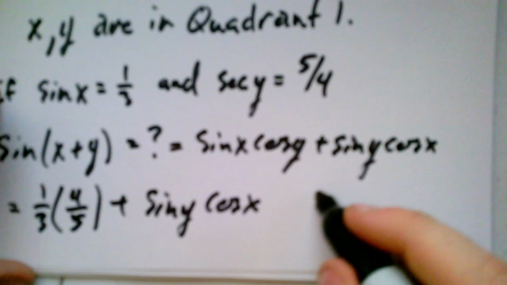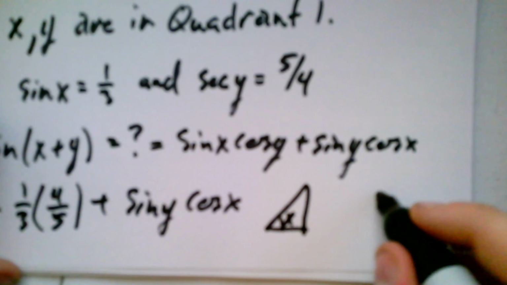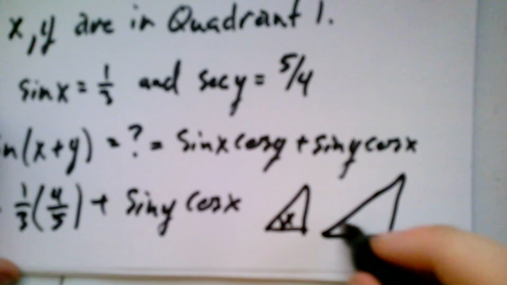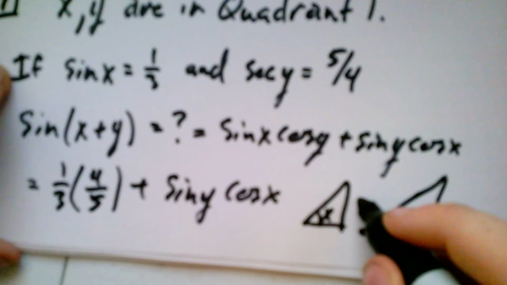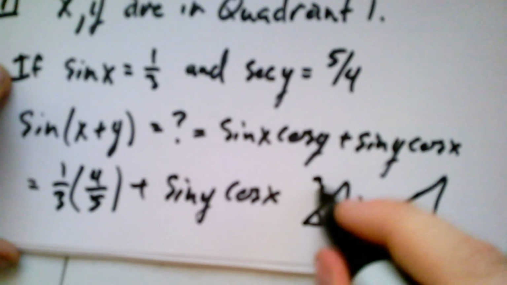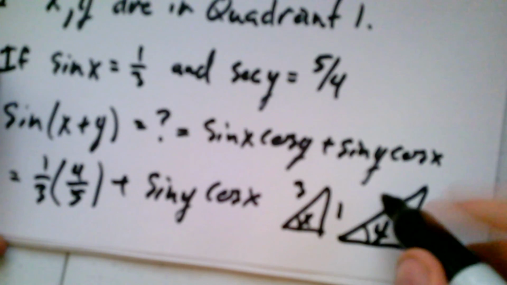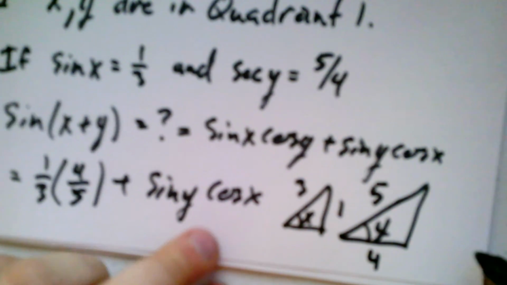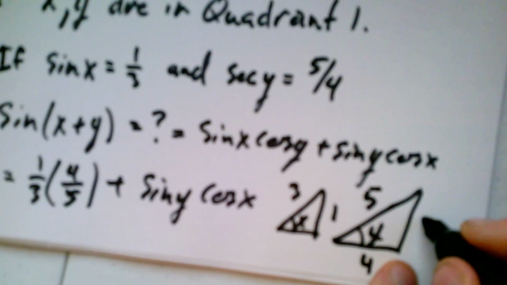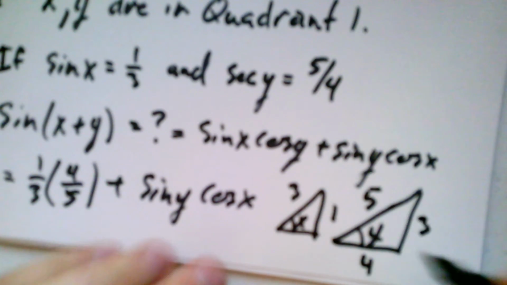Well, we draw a triangle. One triangle for x and one triangle for y. We know that sine of x is 1/3, so that means that we need the opposite divided by the hypotenuse to equal 1/3. And secant of y is 5/4, so we need the hypotenuse divided by the adjacent to be 5/4. Because of these, we know that this side here of the y triangle has to be 3 because this is a 3, 4, 5 Pythagorean triple.